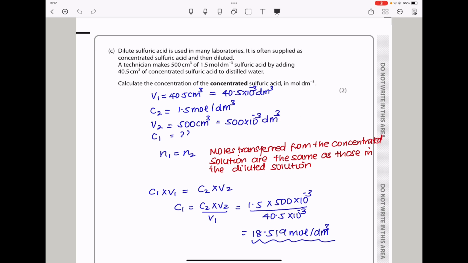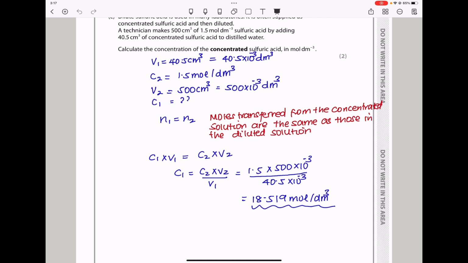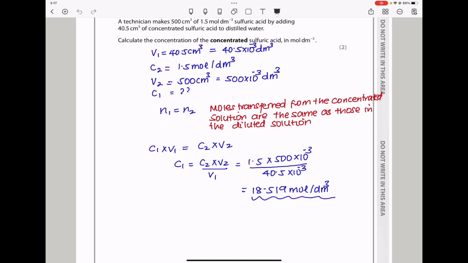Since the moles transferred from the concentrated solution are the same as those present in the diluted solution, I can try to find out the concentration of that solution. So I equated the number of moles. The number of moles are going to be equal. So concentration 1 times volume 1 is equal to concentration 2 times volume 2. This is true because the number of moles that are present in that specific solution are going to be equal.